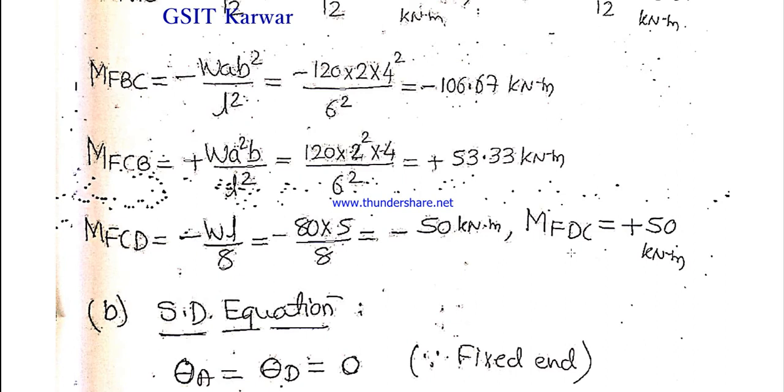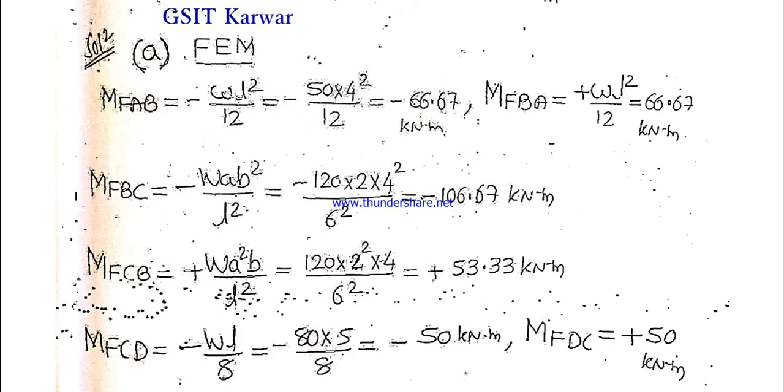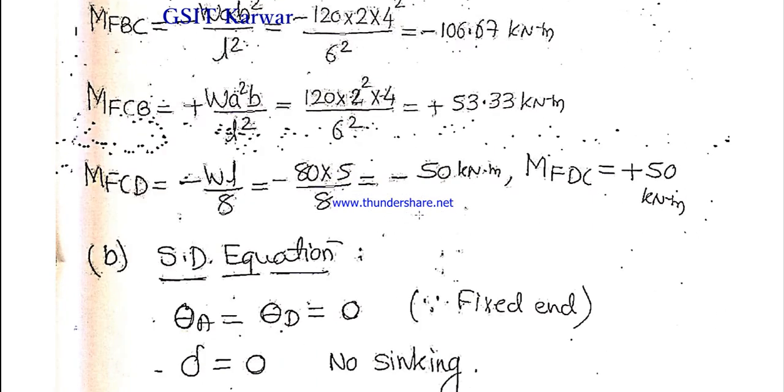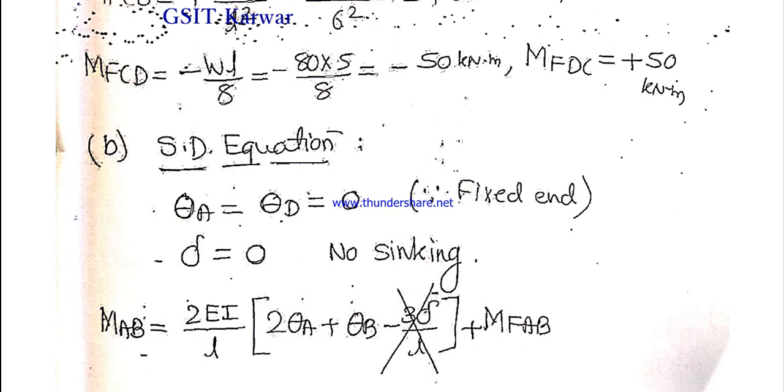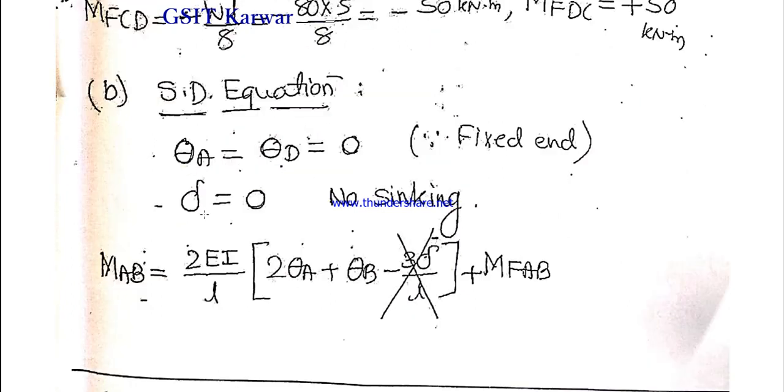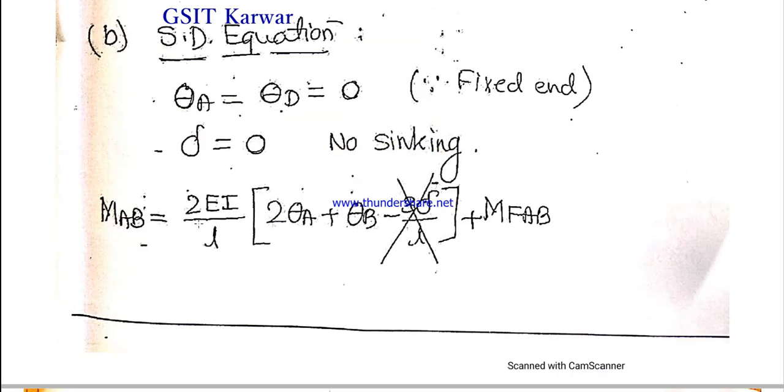Similarly, calculate for span DC, and you are getting the answer plus 50 kilonewton meter. This is the first step we completed, calculating fixed end moment. Next, the second step in the slope deflection method is applying the slope deflection equation.